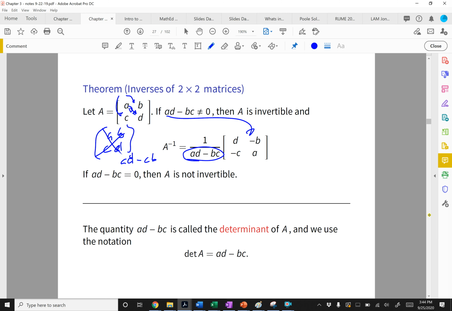Finding inverses is not super easy in general, but we can do it. We'll use row reduction later on to show you how to find one in general. And a key idea here, since not all square matrices have inverses: if AD minus BC is 0, that turns out to be the same thing as having linearly dependent columns or linearly dependent rows, then you end up getting 0. So this computation is called the determinant of A.